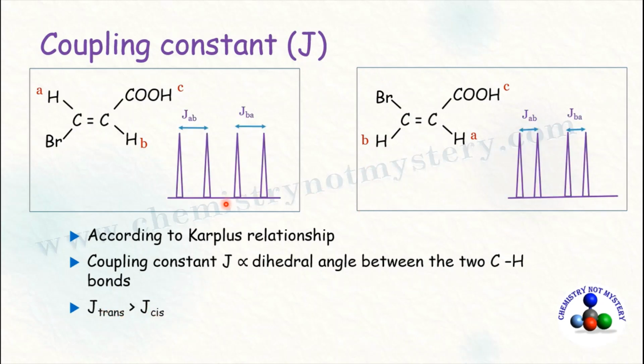Even though you get a doublet for proton A and proton B in both the isomers, the distance between the multiplet peaks can help you to identify whether it is cis protons or trans protons. In case of trans protons, there is more distance between the split signals as compared to the cis protons. That's how on the basis of coupling constant, you can differentiate between the spectrum of cis and trans isomers. For trans isomer, there is more distance between the split signals as compared to the cis isomer.